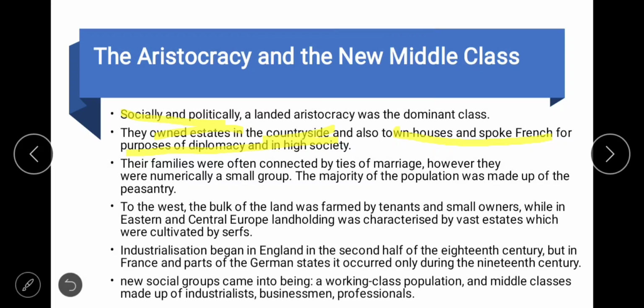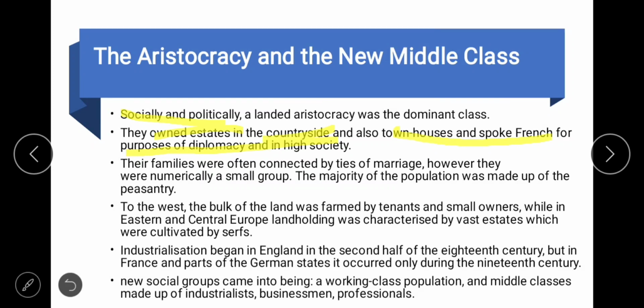Okay, and the families of this aristocratic class were often connected by ties of marriage. So in order to bring unity among themselves, they were connected by ties of marriage. The alternative term for the aristocracy is oligarchy, which is a form of power in which power effectively rests with a small number of people.